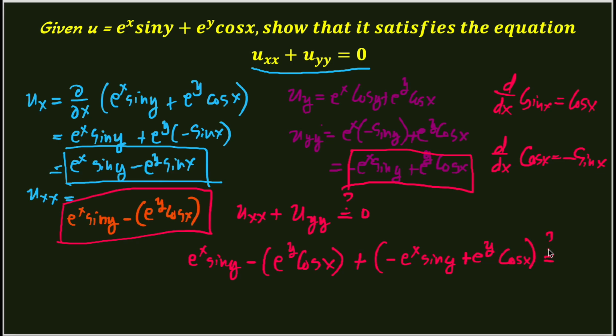The question is, is it equal to 0? Obviously, what do you think? There will be cancellation that will happen here. This is positive, this is negative, and this is negative, the whole of this, and this is positive. So therefore, what can we say about the answer? We can say that 0 is equal to 0.